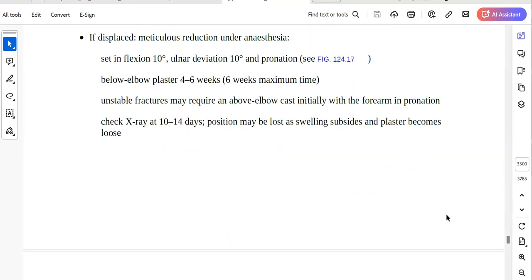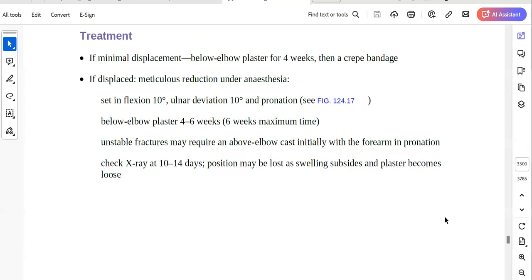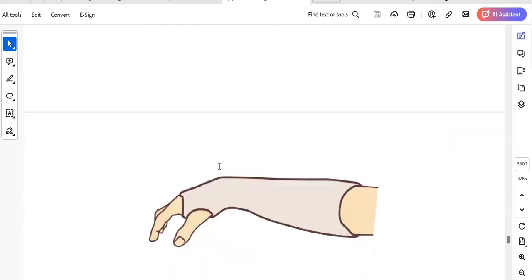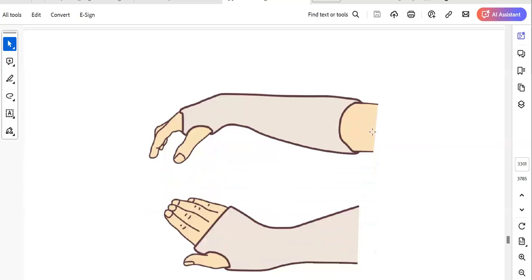So what is the management for Colles fracture? If it is minimally displaced, so there is bone-to-bone touch, which is not common, then we just need to put the patient in a below elbow plaster cast. You put the patient in a below elbow plaster for 4 weeks and then a crepe bandage. And that is how it looks. You can see it's a below elbow plaster cast.